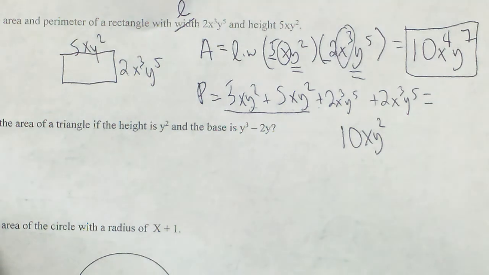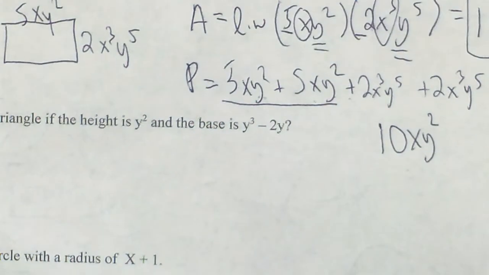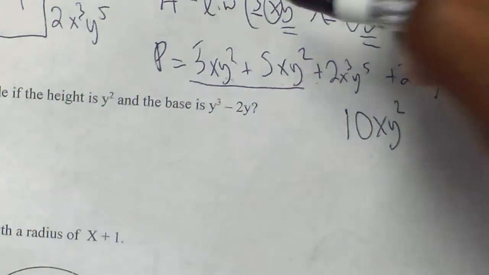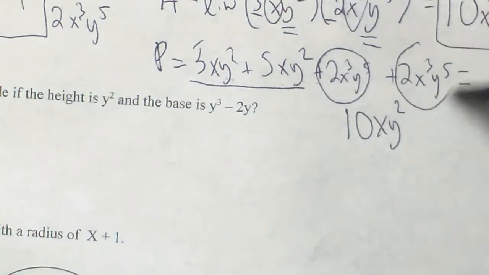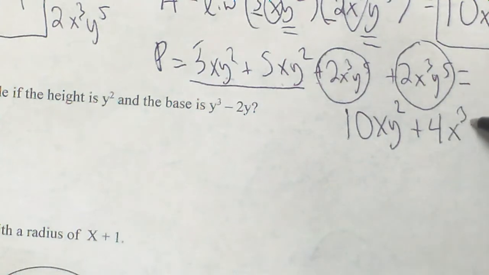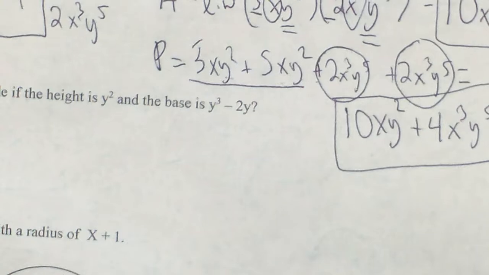We're adding, so we're not using the rules for multiplication, so the exponents do not change. They do not change. Here, these two are exactly alike. They both have x cubed y to the 5th, so we add those and we get 4x cubed y to the 5th, and that is your perimeter. Got it?